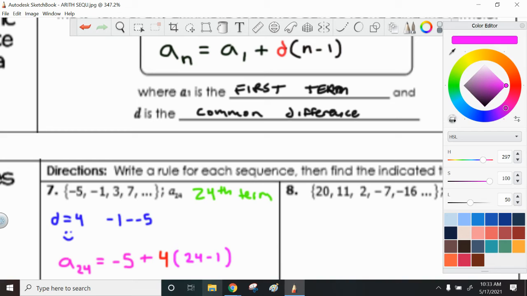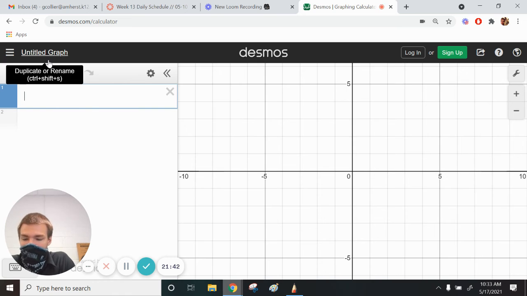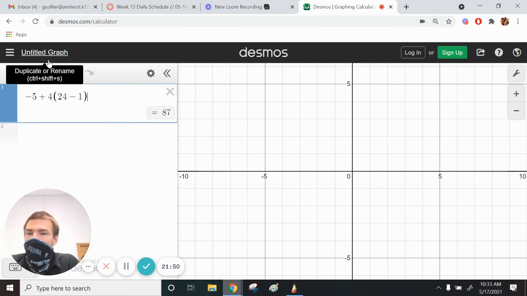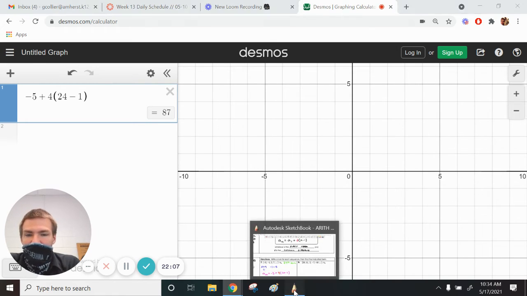And how do you want to calculate this? Sometimes you're comfortable doing it in your head. Sometimes you're not. Let's just go to Desmos. There's a nice calculator. We can type in -5 plus 4 times 24 minus 1. 87. Because basically, 23 times 4 is about 20 times 4, which would be about 80. So we're going to add a little bit more than 80 to -5, so we're going to get 87. Again, Desmos works great for this. 87.